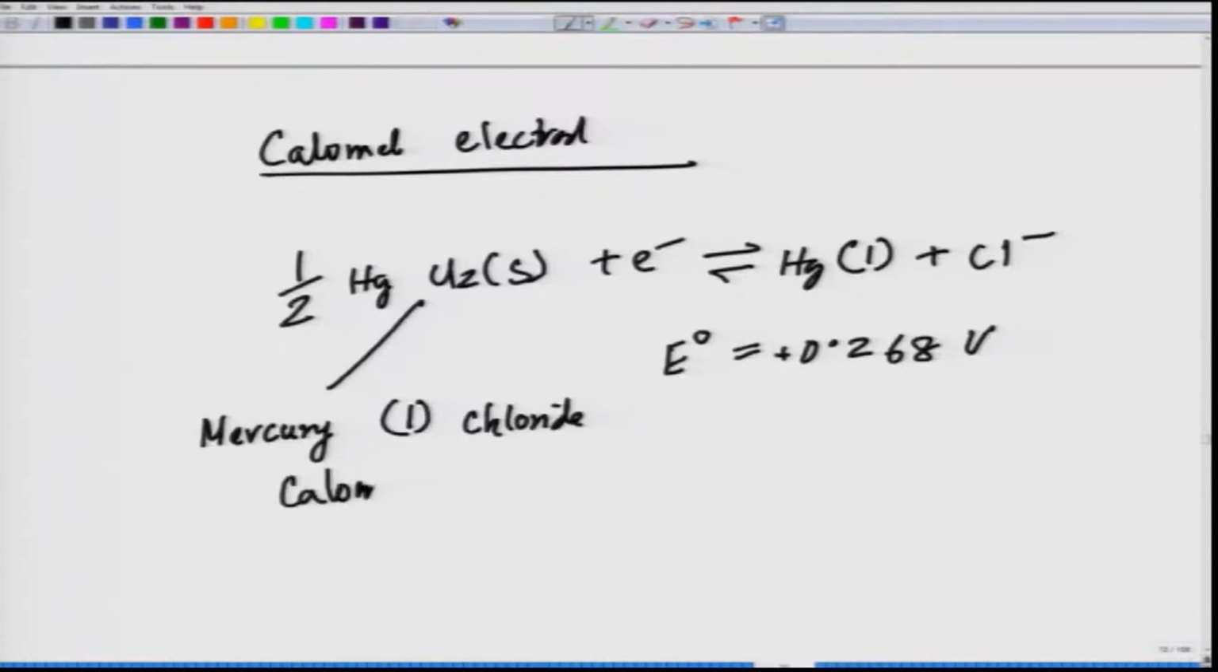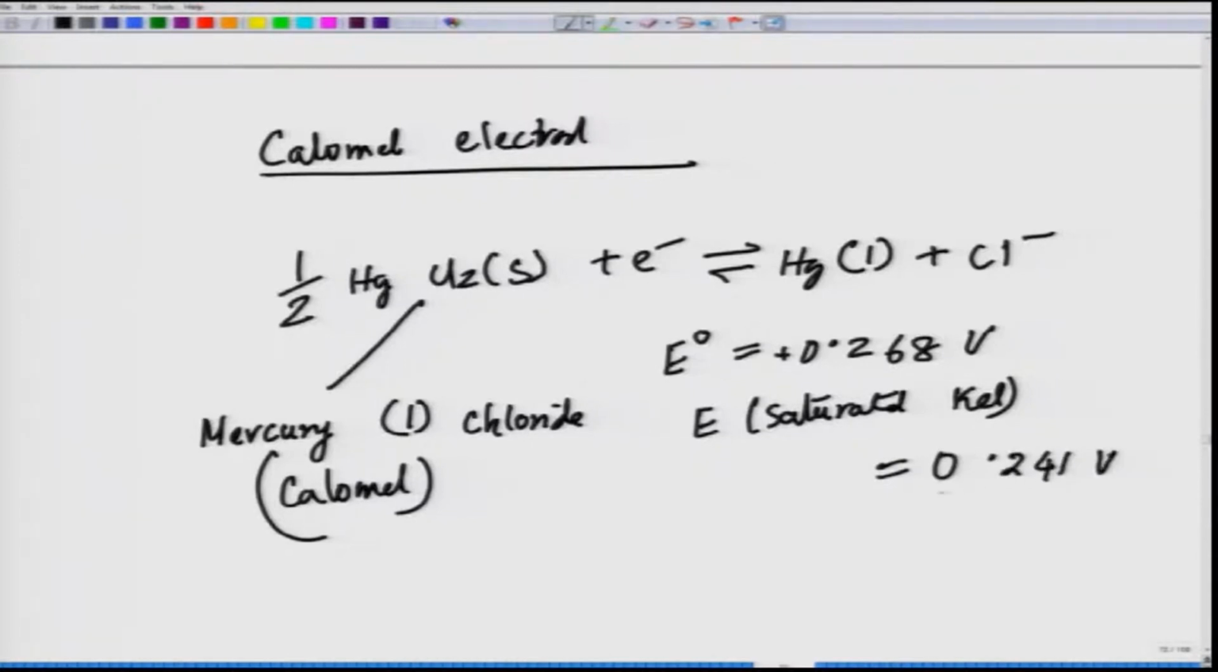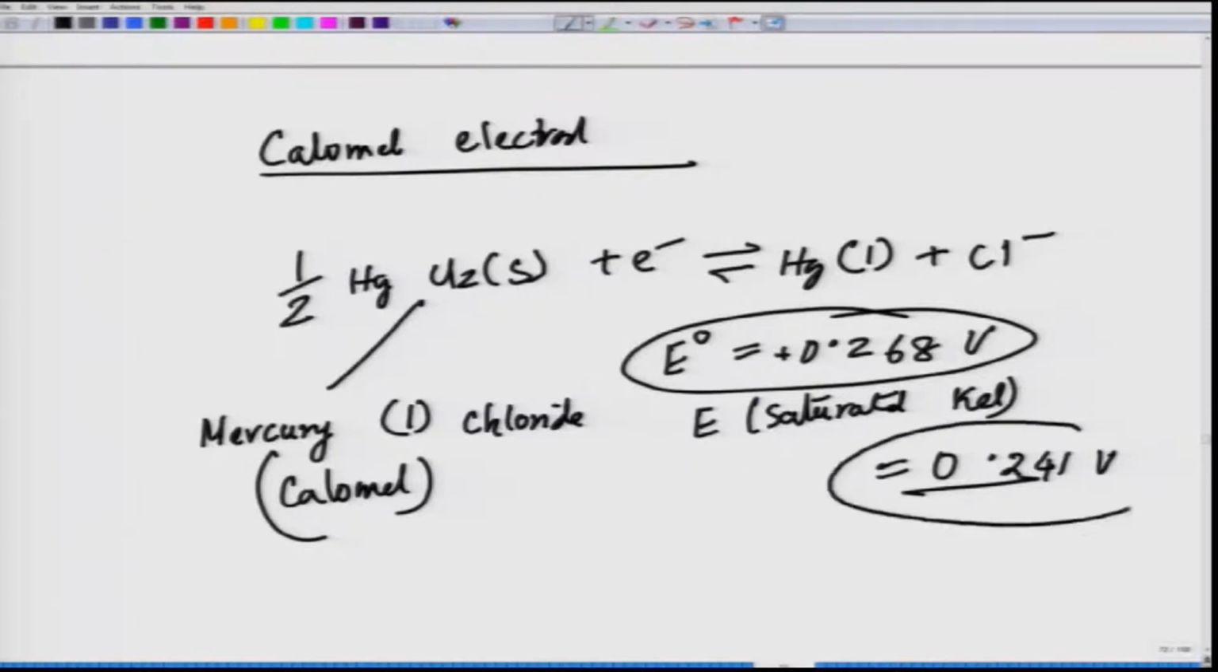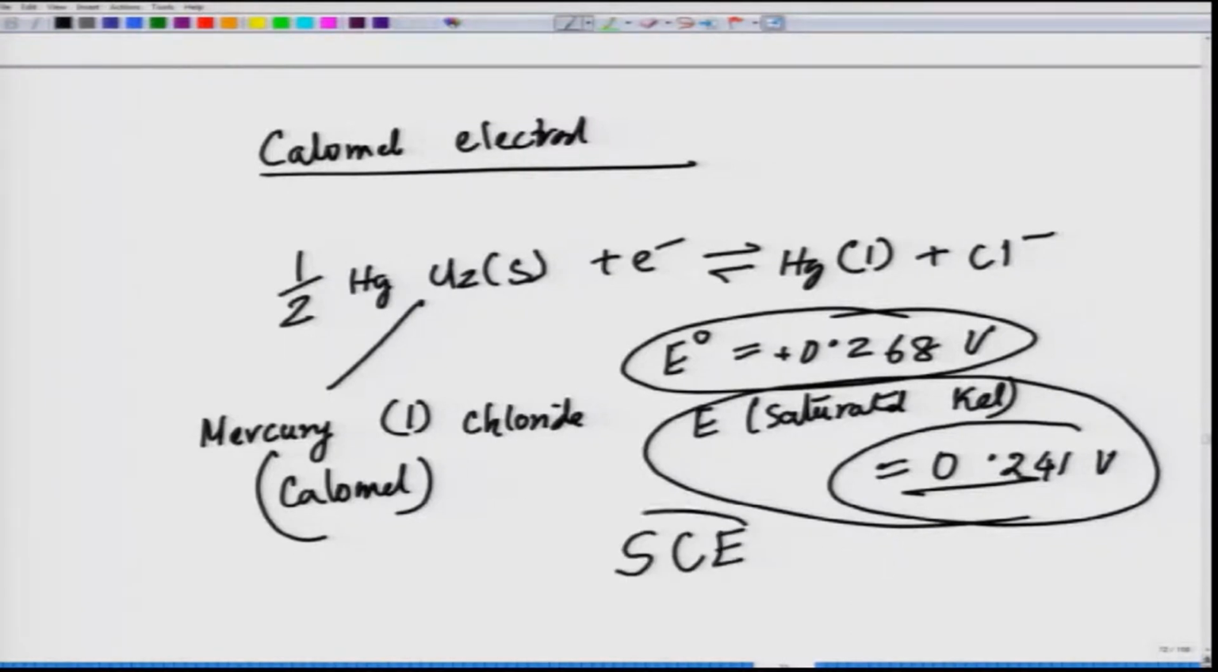Which is calomel. But if this is in saturated KCl, the value becomes 0.241 volt. The standard potential for this reaction is as shown here, 0.268 volt. If the cell is saturated with KCl at 25 degrees centigrade, the potential is shown out here. Abbreviated as S electrode with KCl and is called saturated calomel electrode, SCE.